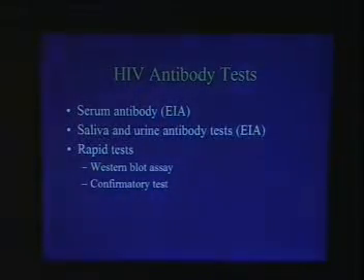These are the tests. I already told you about the serum antibody test. Now even saliva and urine antibody tests by ELISA can be done. Rapid tests like P24, HIV DO, Western blot as a confirmatory test, and HIV plasma RNA can be done.